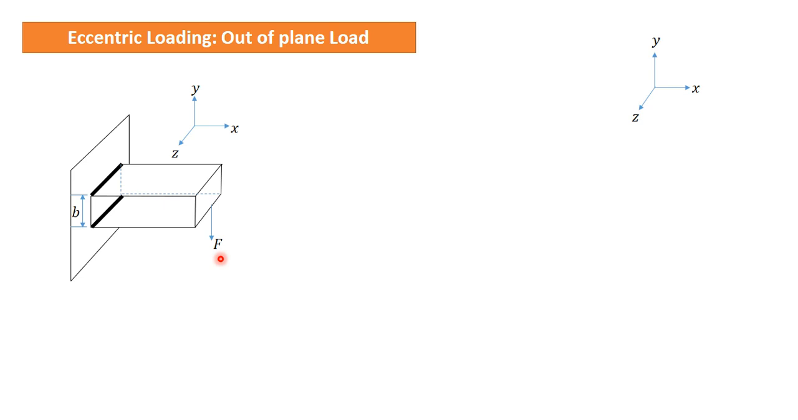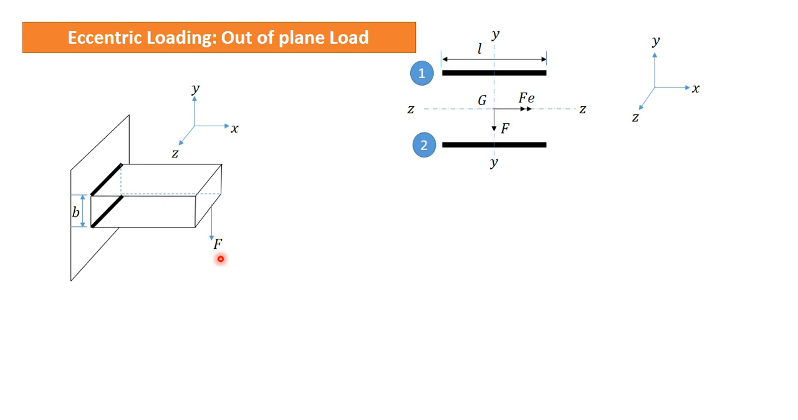Another eccentric loading case is out of plane load. For example, we have taken this example, where one particular member is attached to a wall using these two welds. Here again the method will be the same: F we have to transfer here to the CG of the weld geometry. The weld geometry can be located easily, it is a symmetrical section, so it will be the midpoint between this and this. So we are shifting F here to this G, so load F will be there and F into E will be acting here.